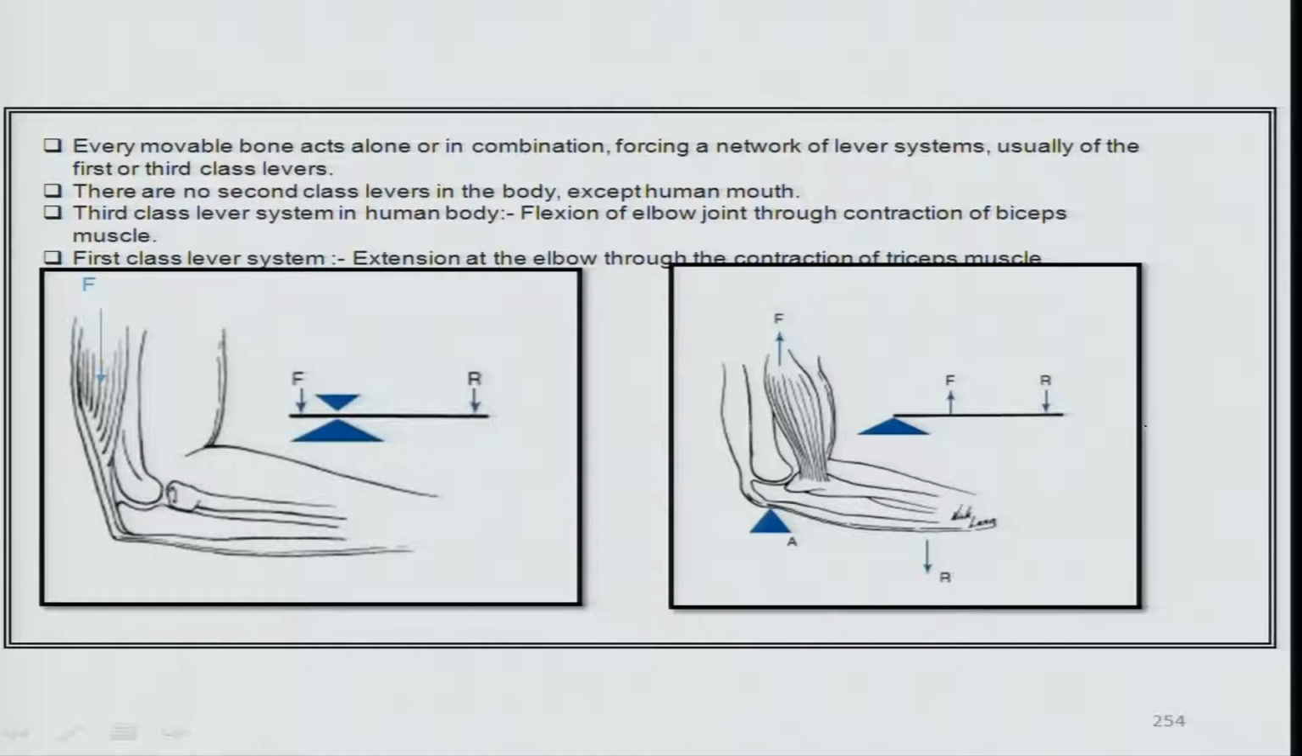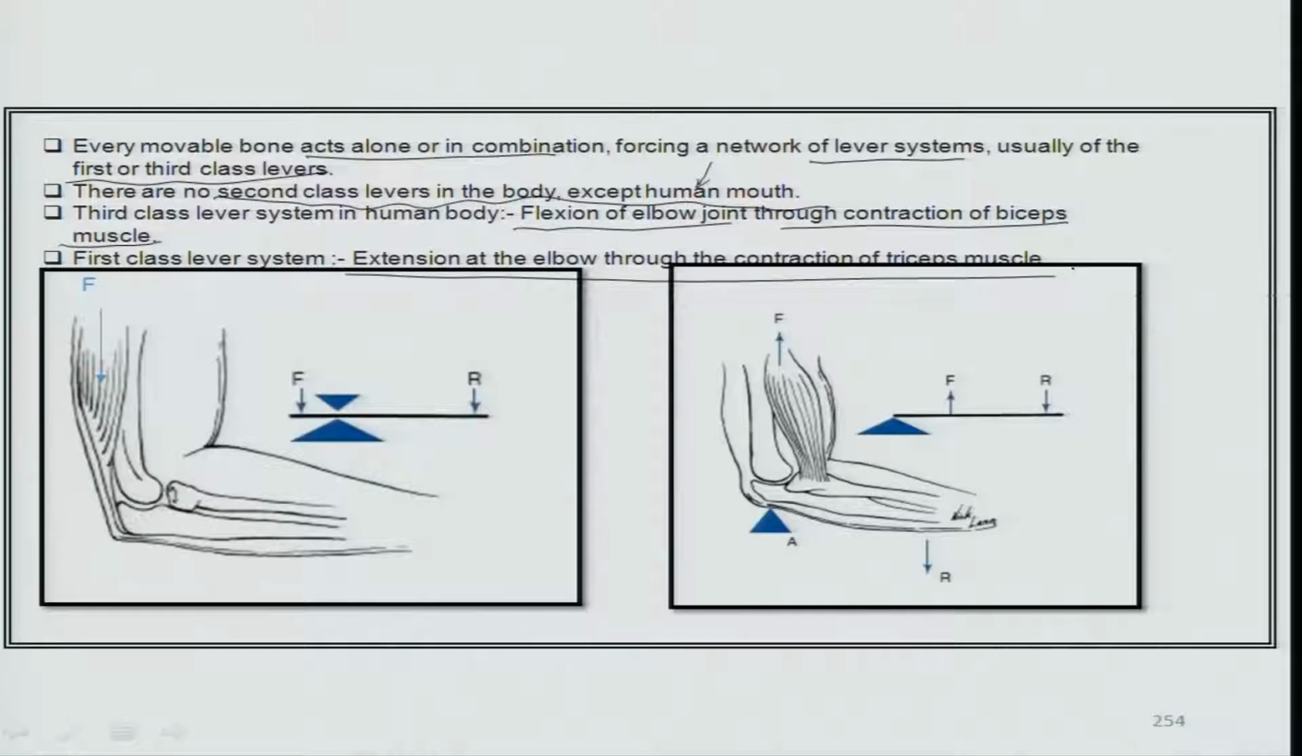So, every movable bone acts alone or in combination, forming a network of lever systems, usually of all these different classes that you saw in the last slide, the first to third class. And there are no second class levers in the body except the human mouth. There is only one or two regions in the mouth where you could actually have a second class; otherwise first and third are utilized almost always within the limbs. So, a third class lever system in the human body is, for example, flexion of the elbow joint through contraction of the bicep muscles, and similarly a first class lever system could be extension of the elbow through the contraction of the tricep muscles.